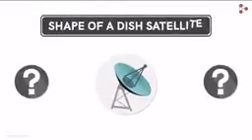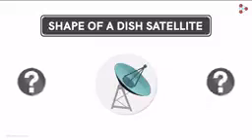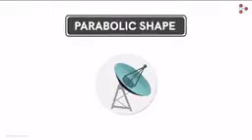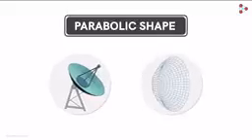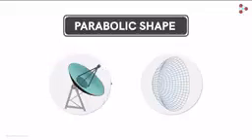Do you know what's the shape of a dish satellite called? That's right. A dish satellite is parabolic in shape. We've seen this in one of our previous videos. It's made up of this type of a curve. We can find many such examples of parabolic surfaces in our daily lives.